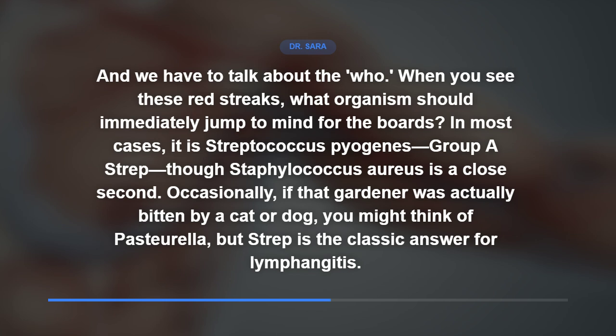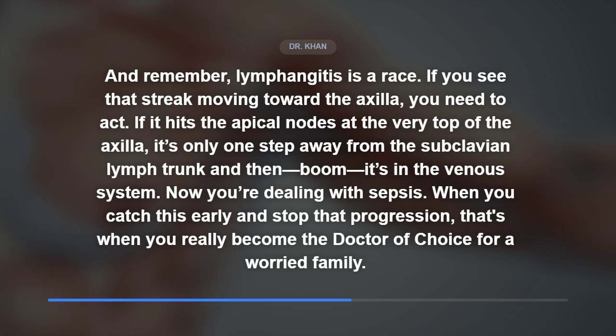And we have to talk about the who. When you see these red streaks, what organism should immediately jump to mind for the boards? In most cases, it is Streptococcus pyogenes, group A strep, though Staphylococcus aureus is a close second. Occasionally, if that gardener was actually bitten by a cat or dog, you might think of Pasteurella, but strep is the classic answer for lymphangitis.